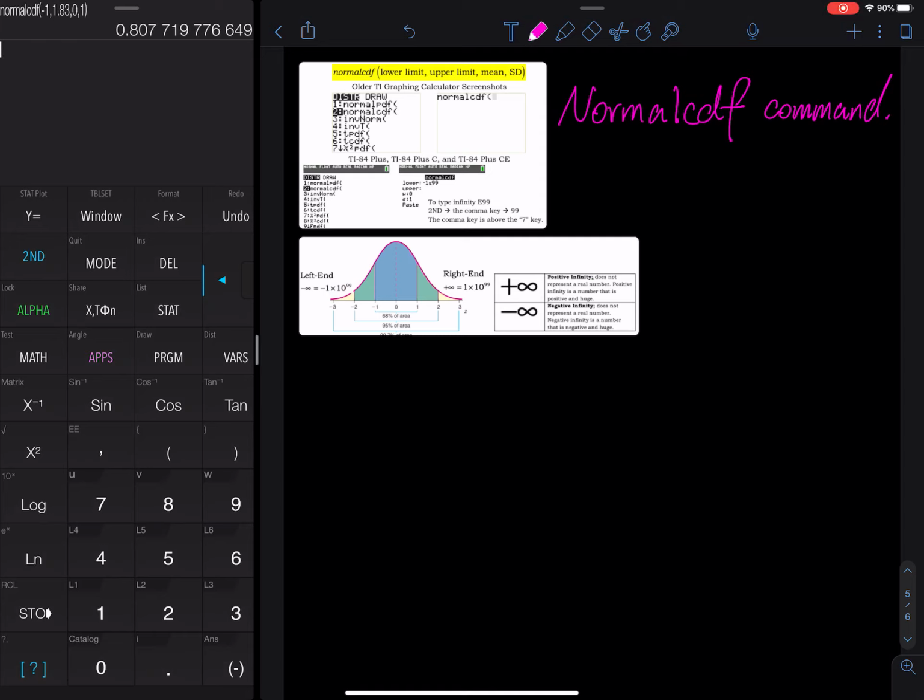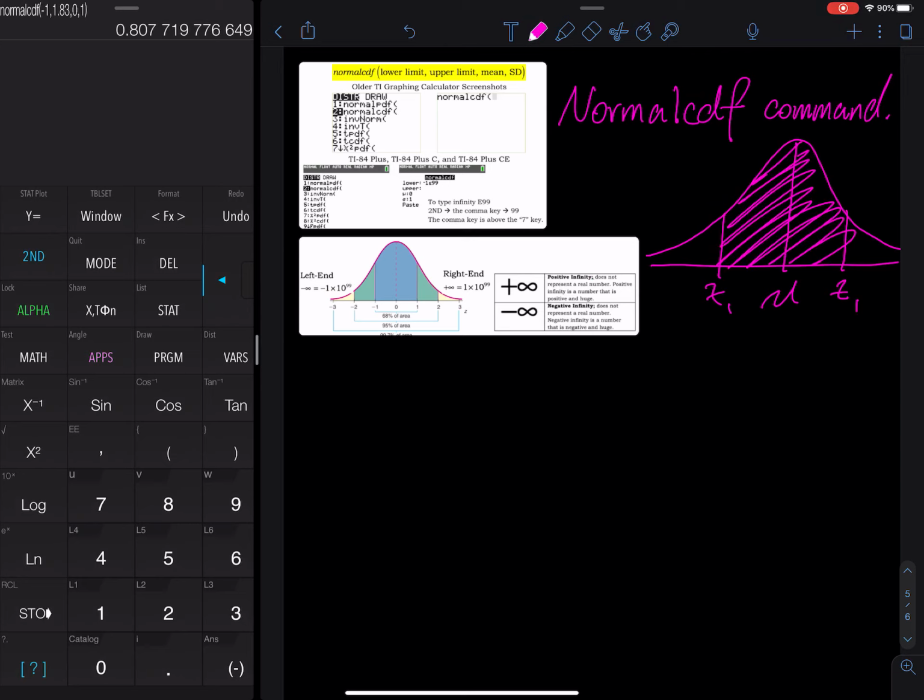Now in this lesson, I will show you how to calculate the area under the bell curve. So remember this, for normal distribution, we have a bell curve. Let's say this is the mean, right? I have this Z and then this Z, Z1 and Z2. What is the area between Z1 and Z2?